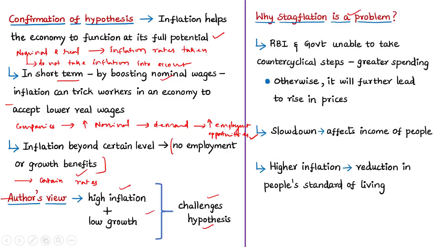Stagflation is a problem because it ties the hands of the central government and the central bank from taking any counter-cyclical policy steps, increasing spending capacity in the economy. For example, this could be increasing the liquidity in the economy by cutting the interest rates or by other means by the RBI. This is because greater spending is needed to revive the economy. But it cannot be done because, as we saw, retail inflation is already above the target range of RBI. So RBI will not reduce the repo rates. If RBI does so, it will lead to a further rise in the prices and make things worse than the present situation.